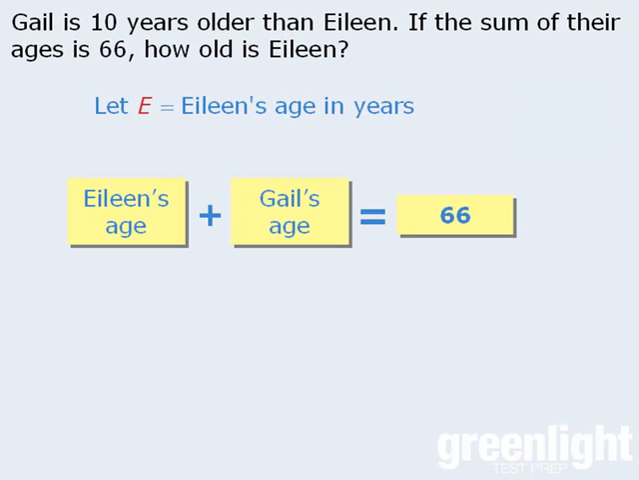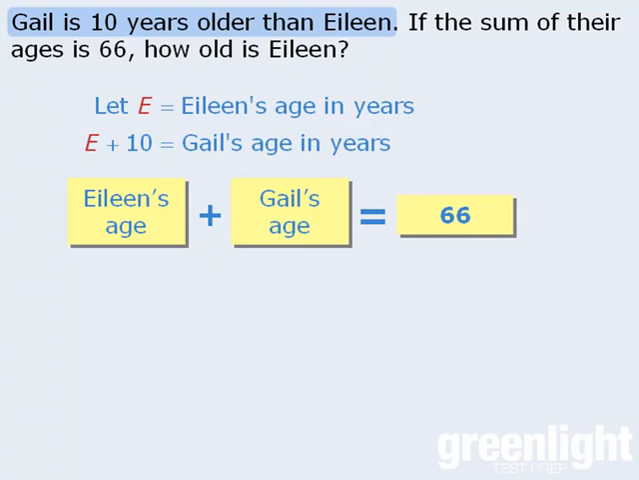Now since we need Eileen's age and Gail's age to create an equation, we still need to find a way to represent Gail's age algebraically. The question tells us that Gail is 10 years older than Eileen. So if we take Eileen's age, which is e, and add 10, this will be Gail's age. At this point, we can write an algebraic equation. We can write Eileen's age, e, plus Gail's age, e plus 10, is equal to 66.